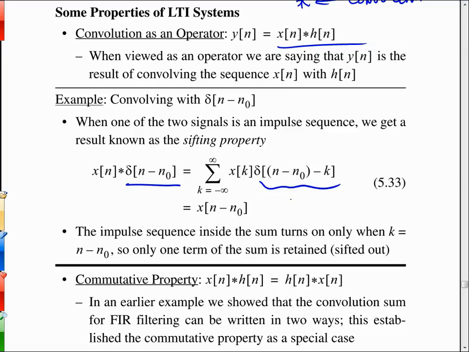Remember, the delta sequence is equal to 0 unless what? The argument is equal to 0. Remember, the delta turns on when its argument is equal to 0. So unless n minus n naught minus k equals 0. When you set that equality up, that says when k is equal to n minus n naught, that's the only value that comes out of this sum. Isn't that a great relief?